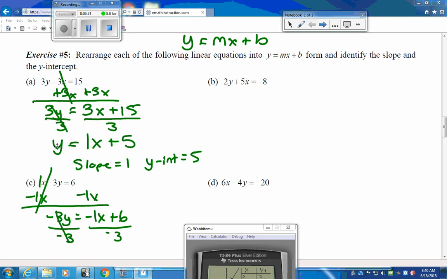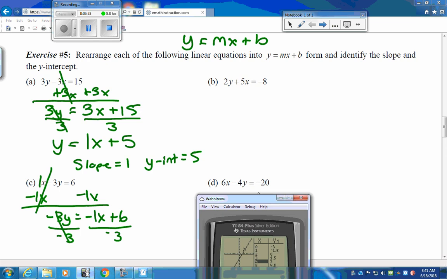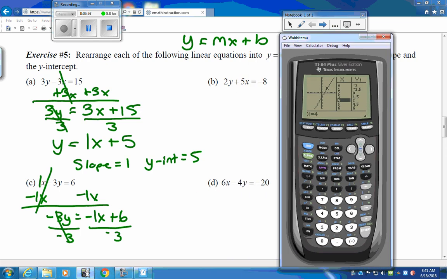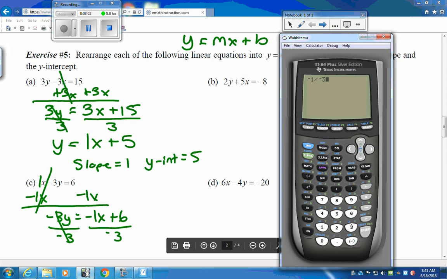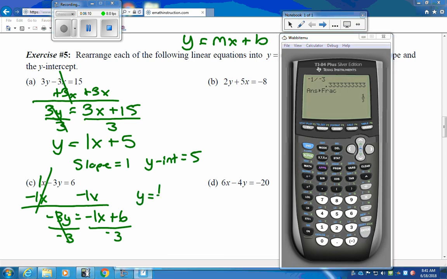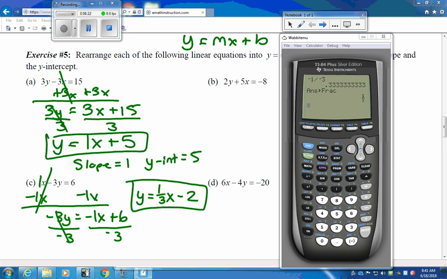And when I do that, I'm going to get a fraction for that slope. So if you do tend to divide, in this case we have negative 1 divided by negative 3. You'd hit the enter button, and then you press math and go back to the fraction option. So this one is going to be y equals 1/3 x. And then we got 6 divided by negative 3, which would be negative 2. So this is the equation for A. This is the equation for C. The slope for this one is 1/3, and the y-intercept is negative 2.